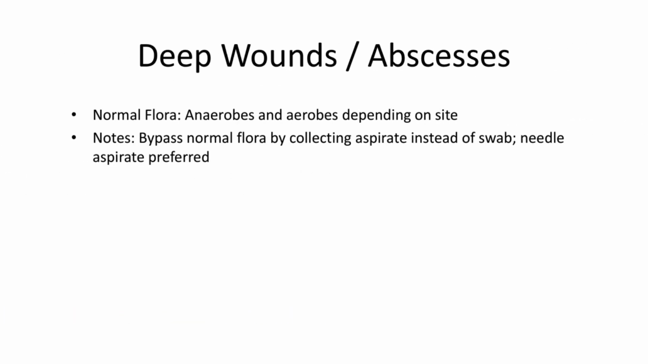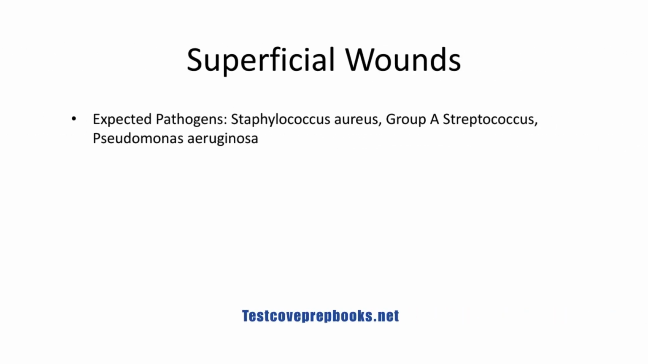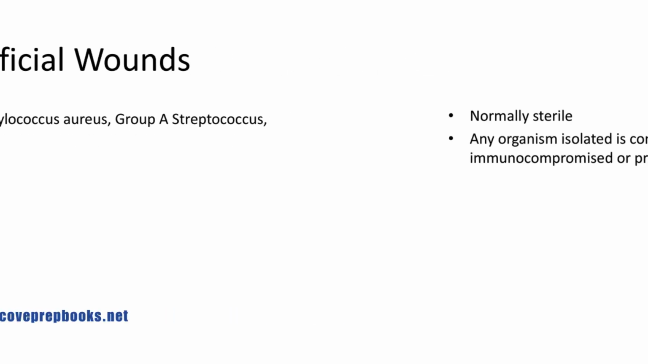For deep wounds and abscesses, both aerobes and anaerobes may be present depending on the site. To avoid contamination, a needle aspirate is preferred over swabs. Superficial wounds, such as pustules, dermatitis, or rashes, are often caused by Staphylococcus aureus, Group A Streptococcus, or Pseudomonas aeruginosa.